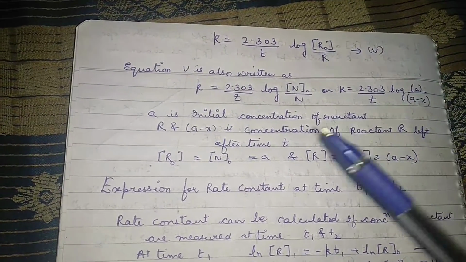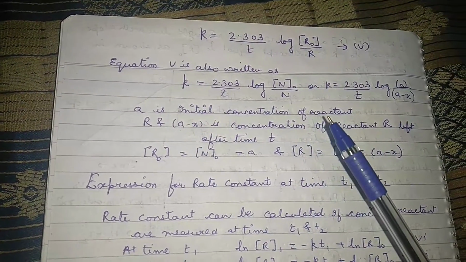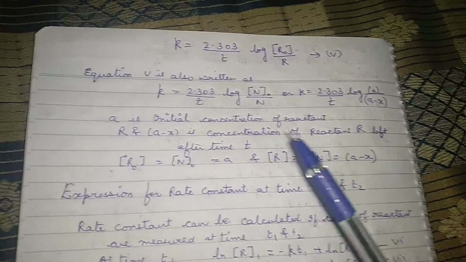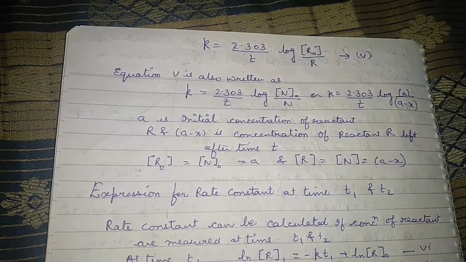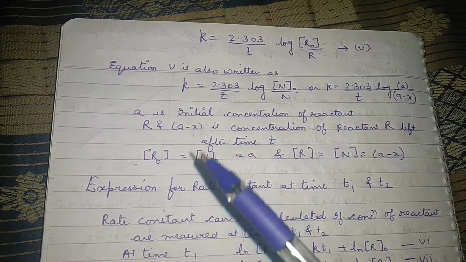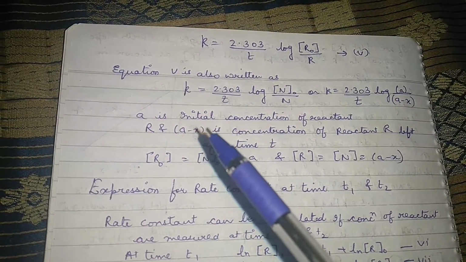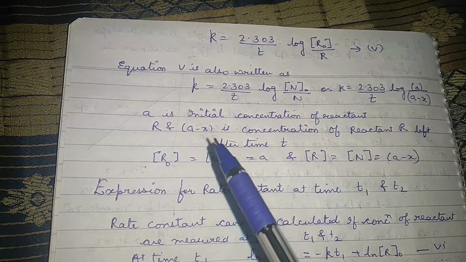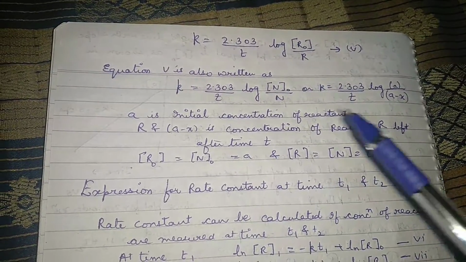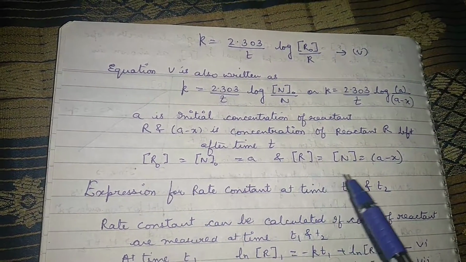Here I have written n and a minus x, where a is the initial concentration of the reactant, and a minus x is the concentration of the reactant left after time t. So after a period of time t, there will be some consumption of the reactant. So initially it has to be a. After a period of time, there will be some decrease, so we have to subtract something from it. So a minus x is the concentration of the reactant after time t. So r naught is equal to n naught, which is a, and r is equal to n, which is a minus x.